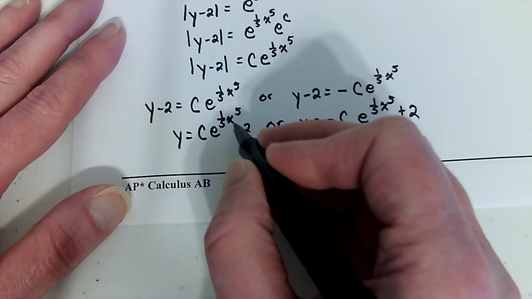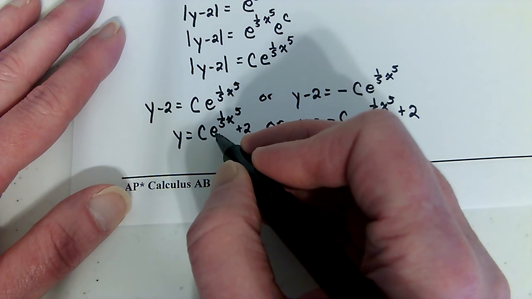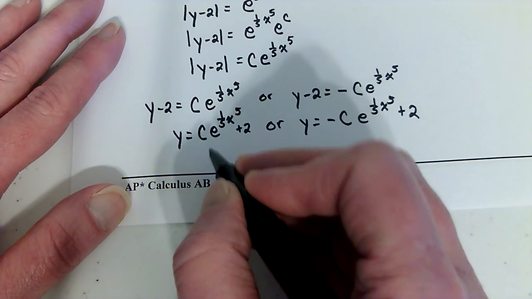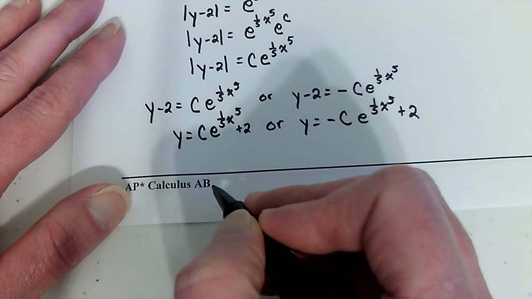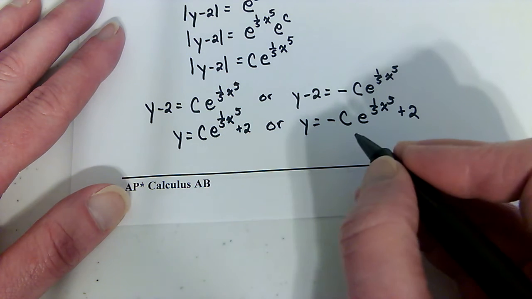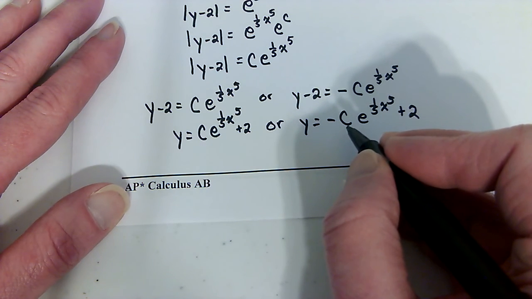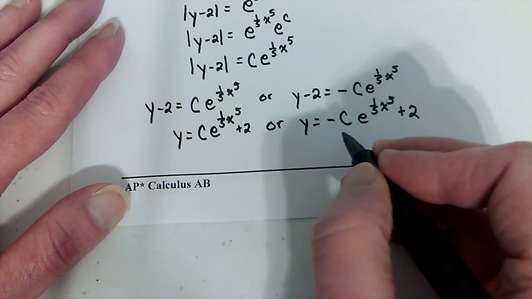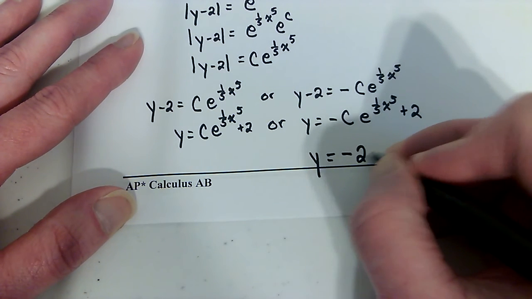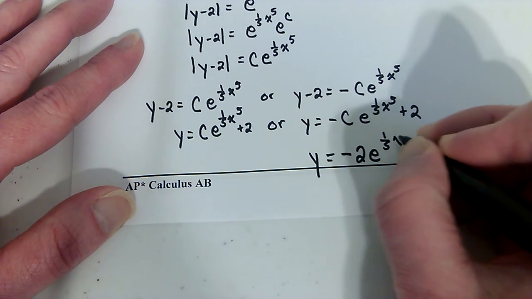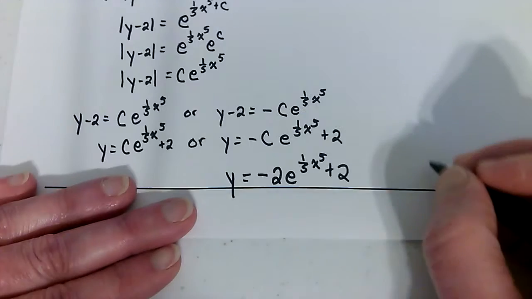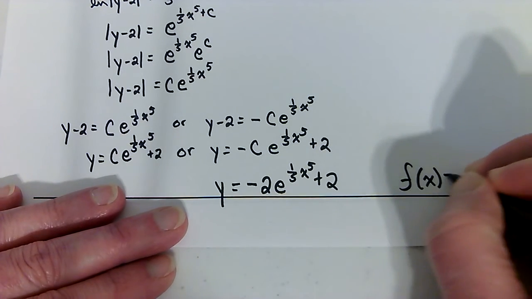And if I plug in 0, this becomes a 1. So I'd have c plus 2 is 1. So either way, this c, I'd either make it a negative 2 or I'd make it a positive 2. I'd have to make that be negative 2 e to the 1/5 x to the 5th plus 2 to make it where f of 0 equals 0. And now's when I'll call it an f of x.